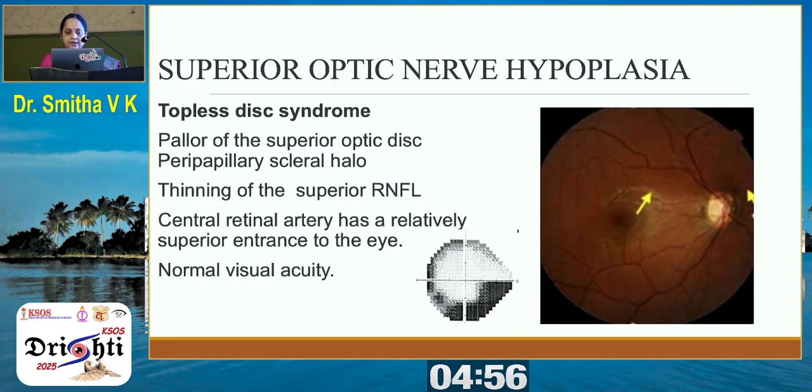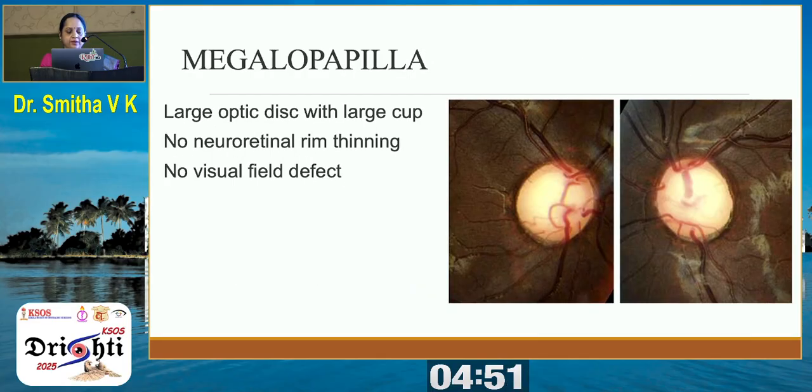The central retinal artery has a relatively superior entrance to the eye. In megalopapilla, there is a large optic disc with large cup. There is no neuroretinal rim thinning or visual field defect.